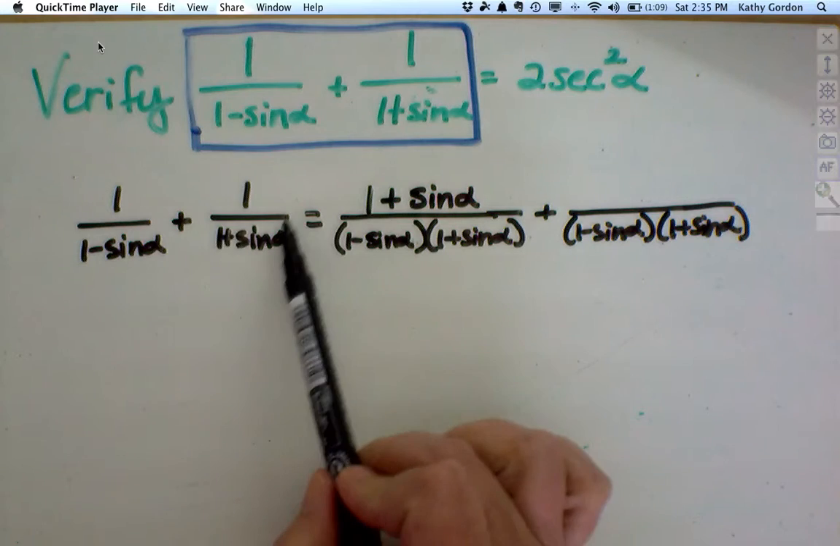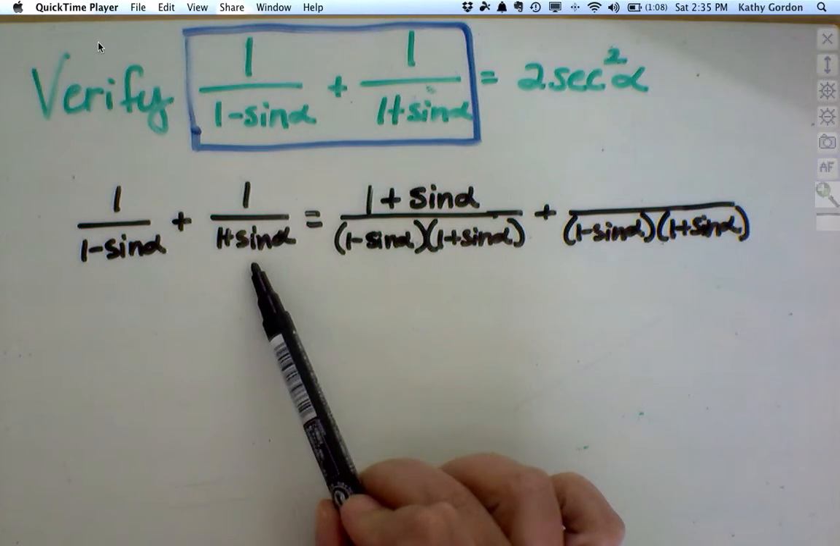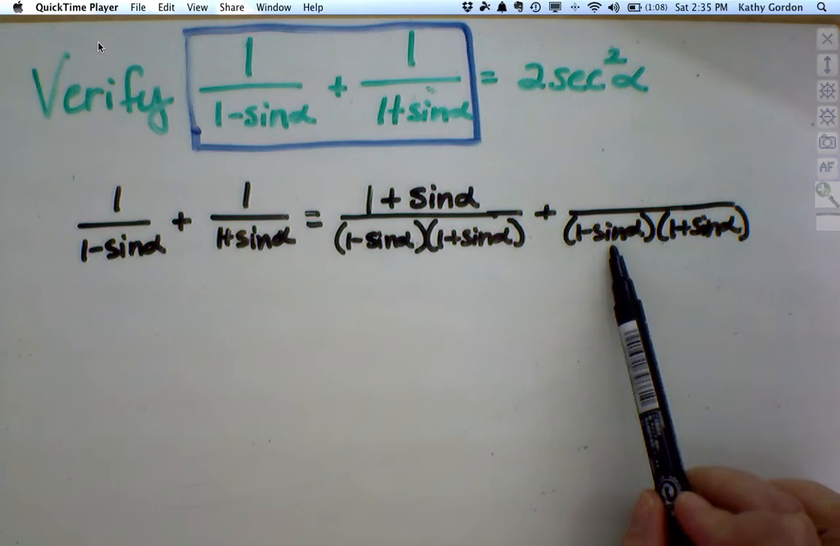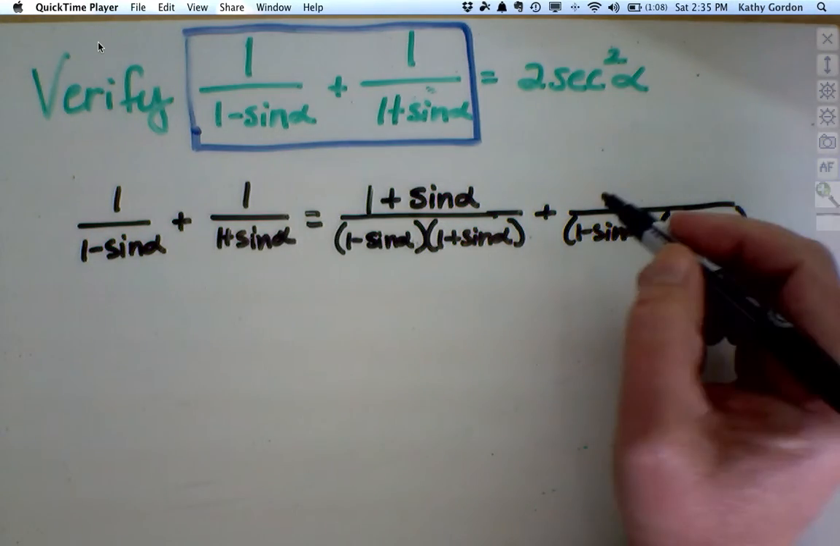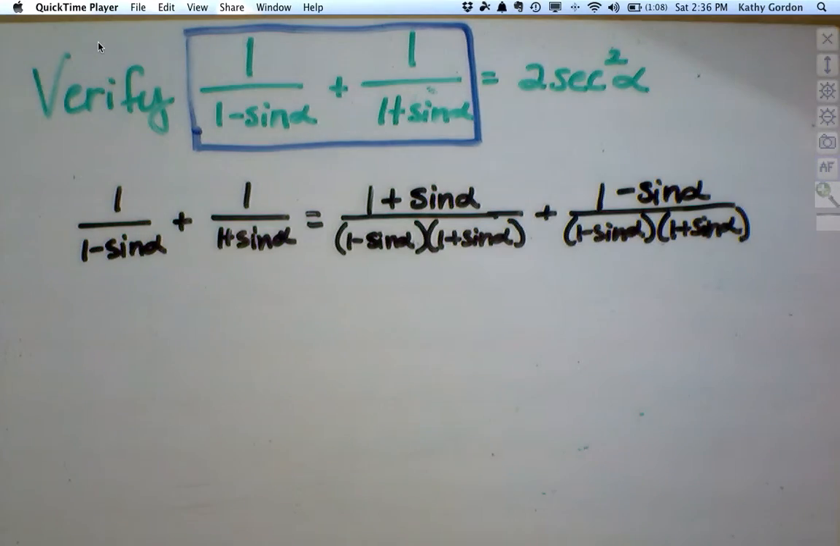In my second fraction, I started with a 1 plus sine alpha. I need both 1 minus and 1 plus, so 1 minus sine alpha is what has to be multiplied by this time. And again, when I multiply that by 1, I'll just get 1 minus sine alpha.